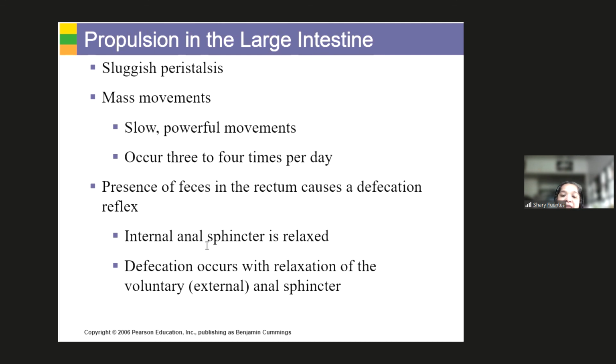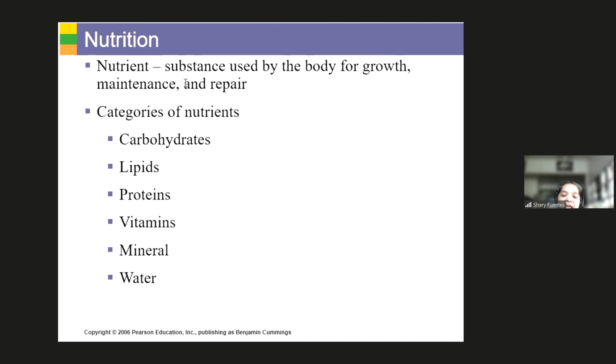So, what will happen is that your internal sphincter is already relaxed. Kaya lang, meron ka pang external anal sphincter that is voluntary in nature. So, you can still hold on to that feces until such time when it is right for it to be expelled out. It is the presence of fecal matter in the rectum that will stimulate the evacuation or defecation. So, this ends our discussion.